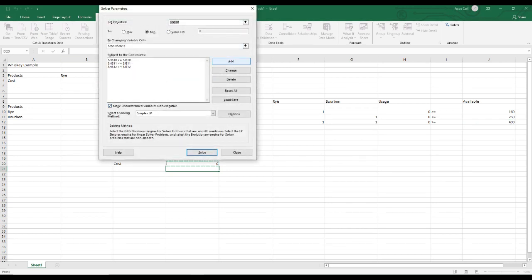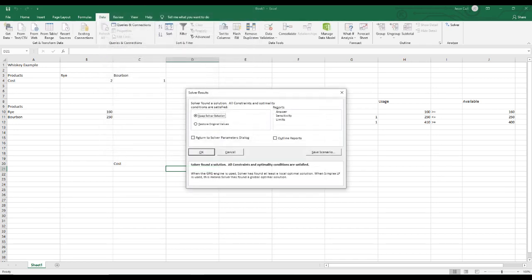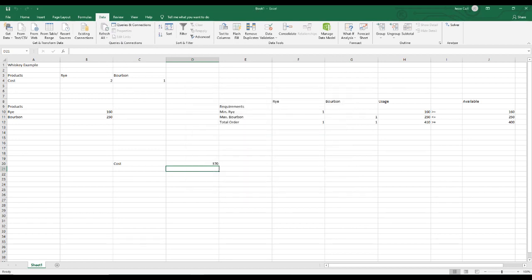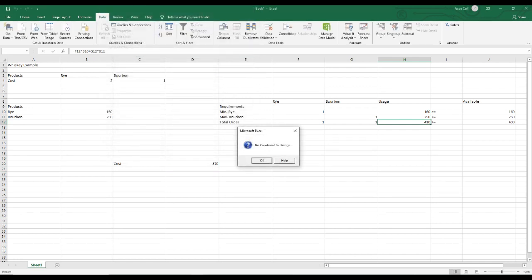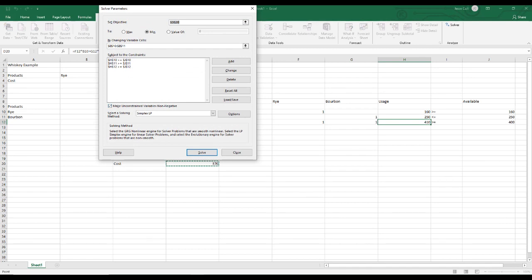If everything's been entered correctly, it doesn't matter where it's located on the spreadsheet. It should solve properly. All constraints and optimality conditions are satisfied. We hit OK. For some reason, and let me double check right now, I see right away where the problem is. Our usage was 410, so we have to go in to Data, Solver. Let's change one of our constraints, the last one, H12 to J12.